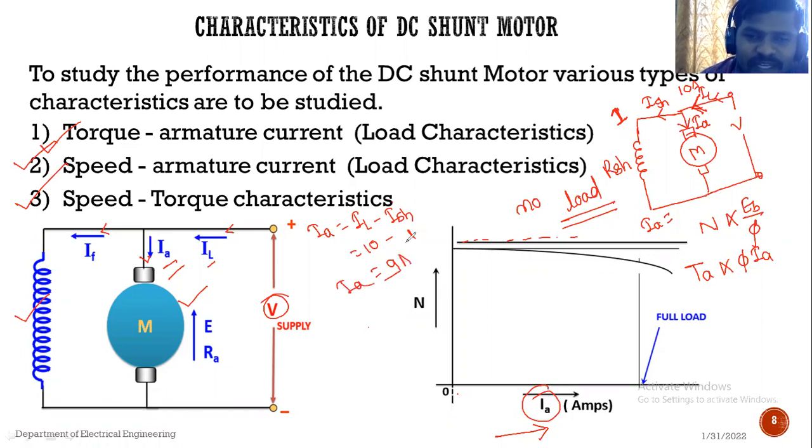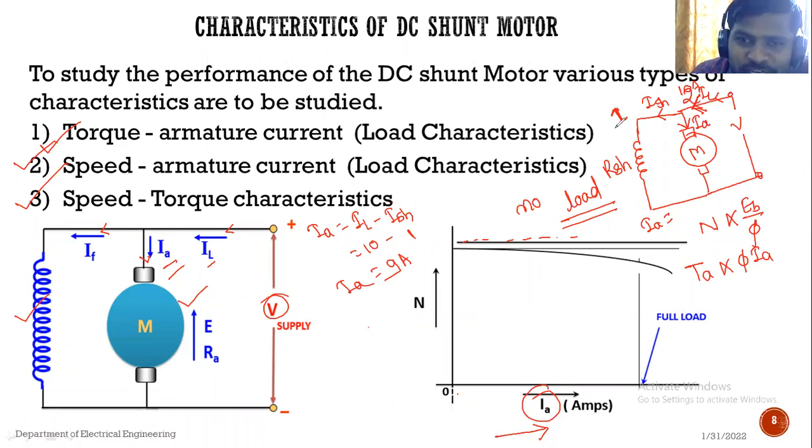Right? I am taking an example. हे लक्षात आलं का? Now load on the motor will increase. Load increase झाला की काय होतं? Torque increase होतो. If the torque increases, then automatically the current taken from the supply will increase. Suppose this current is 12 ampere. हा करंट काय झाला? 12 ampere झाला.